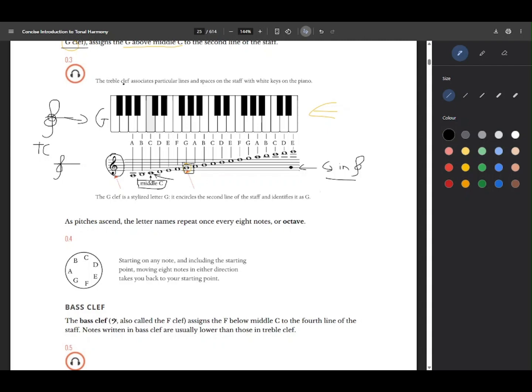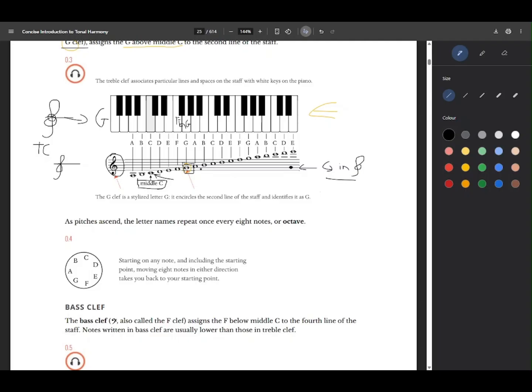If we read above here, the treble clef associates particular lines on the staff with white keys on the keyboard. So each note head on staff here is associated with one of these white keys. So let's look at G here. We have this is G on the keyboard. If we go down one, well, below G, if you know your alphabet, is an F. So that means that the next note head down, which you'll see is not on the next line down, but in between, since we alternate between in between in the space and on the line.